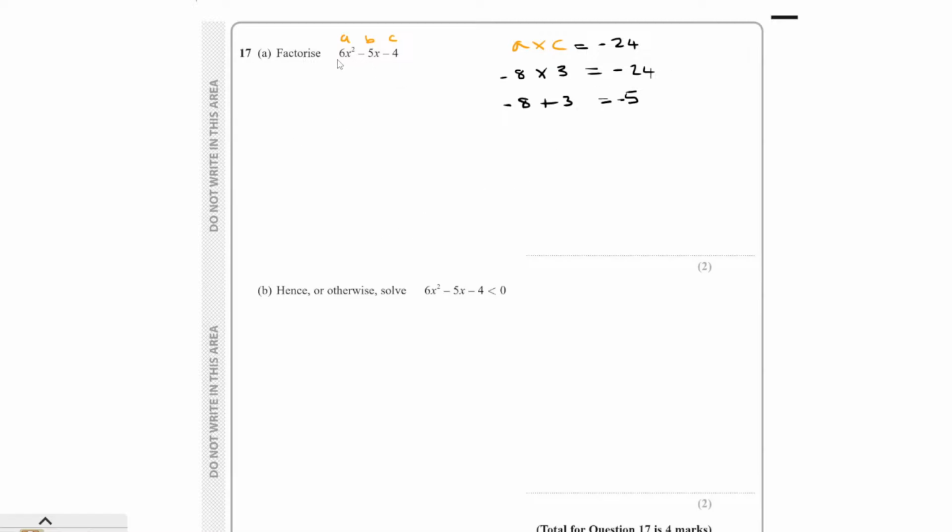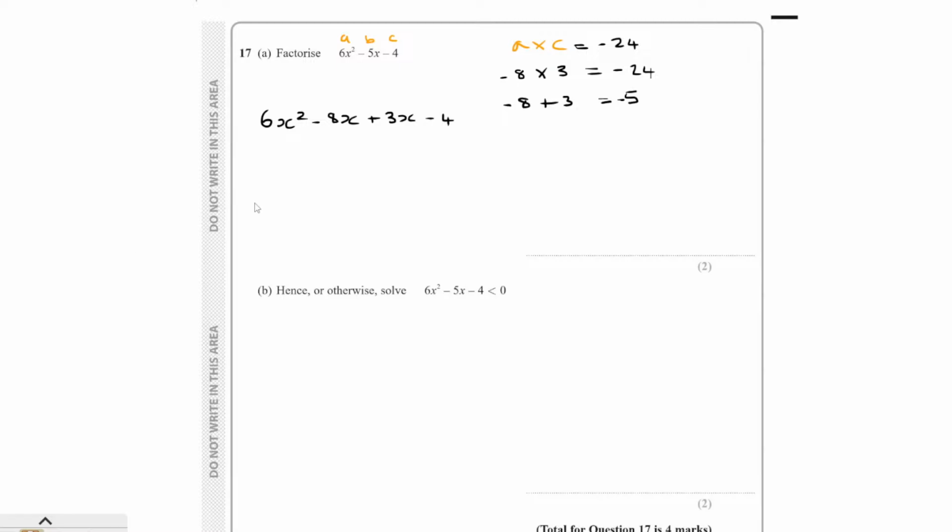Then what we do is we rewrite the quadratic, but you split the middle term, as in this one, into minus 8x plus 3x. Doesn't matter which order you put them in, actually. You can put them in whichever order you like. So let's say 6x squared minus 8x plus 3x. I've split that middle term. Do you see how if I were to simplify that, I would still get the same again? So it's the same exact quadratic. I haven't changed it technically apart from the formatting.